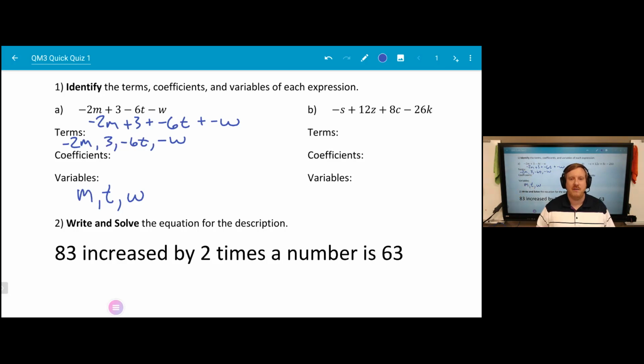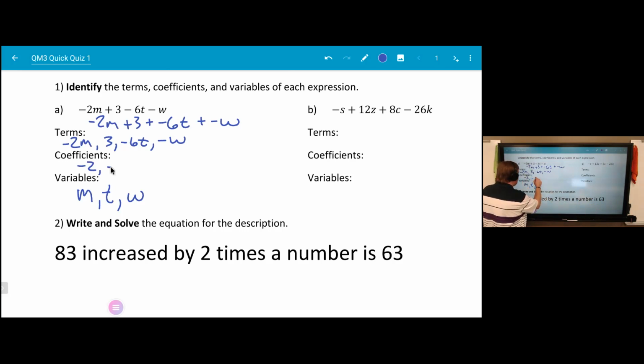Now I need the coefficients. What are the numbers multiplying those variables? With m, it's negative 2m. 3 doesn't have a variable. There's no variable, so there's no coefficient. 3 is just a constant. We've got negative 6t, so I have negative 6 t's. And how many w's do I have?